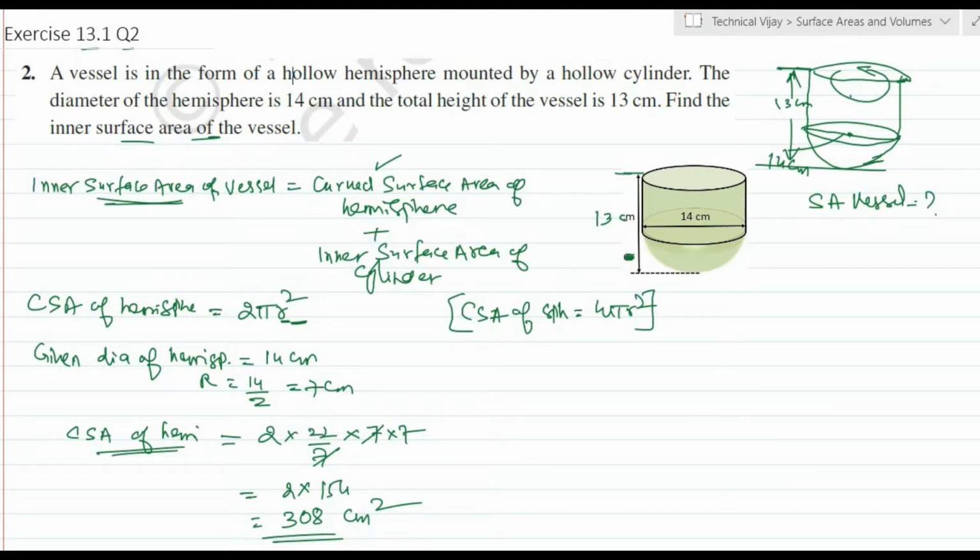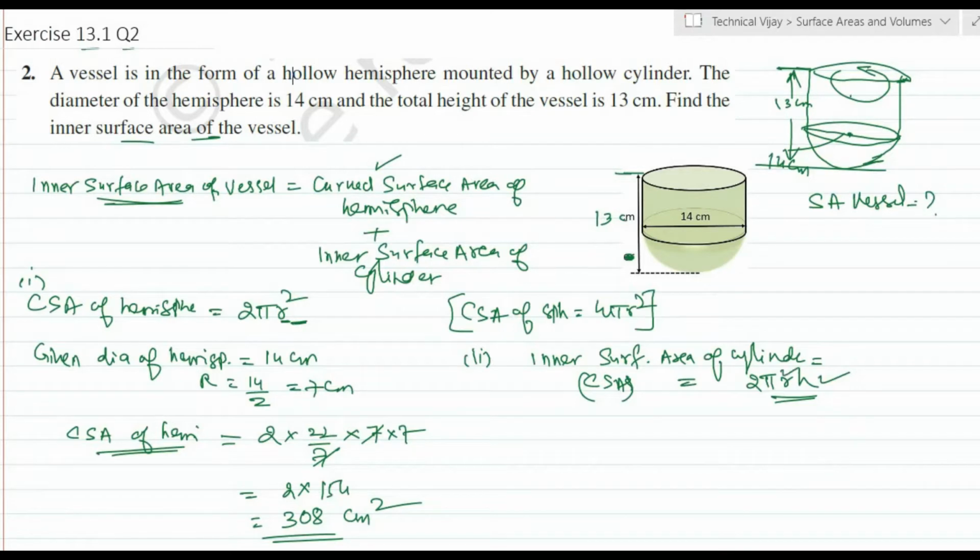So now we got this one. We have to find the inner surface area of the cylinder. That is the second portion. The inner surface area of the cylinder is also called the curved surface area, which is equal to 2 pi RH. We know this height and this radius. So curved surface area is equal to 2 pi R into H, where R is the radius and H is the height of the cylinder.